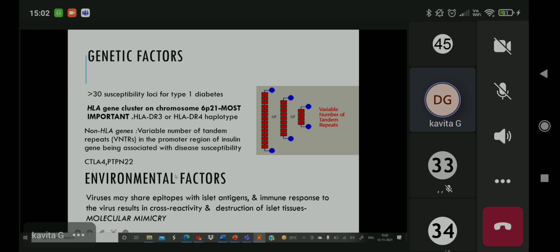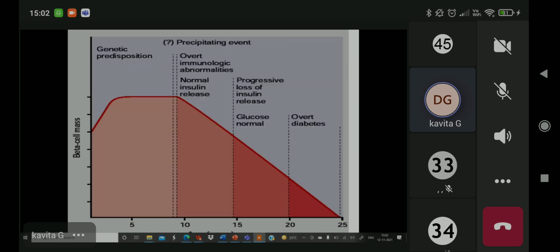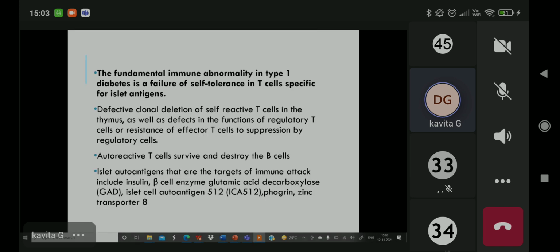Environmental factors. You have any viral infection, it's going to trigger an autoimmune response, as we've already read earlier, molecular mimicry and destruction of the islet cells. So look at this, beta cell mass here, time span here, and over the time, the patient's beta cell mass has reduced. And over here, you can see overt diabetes. The fundamental immune abnormality is a failure of self-tolerance.